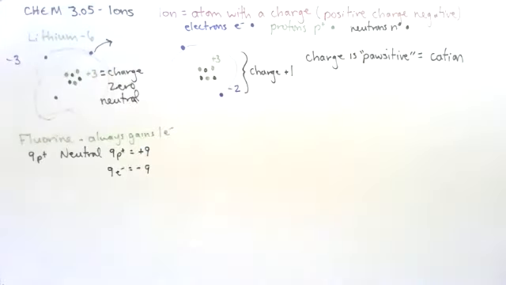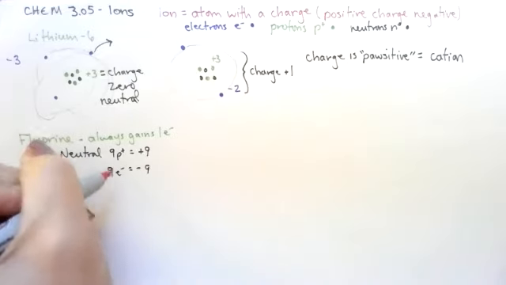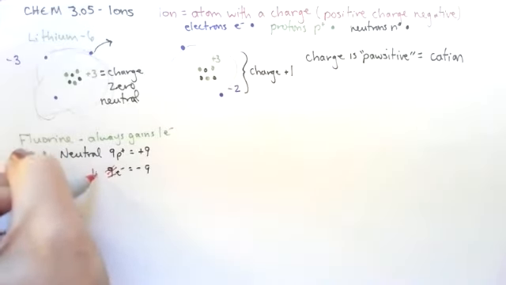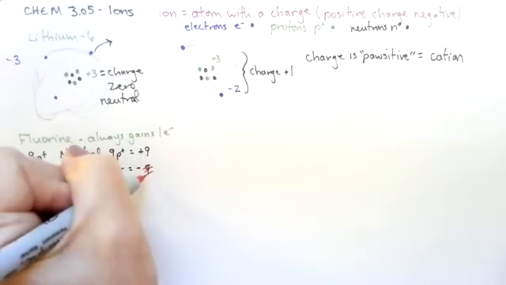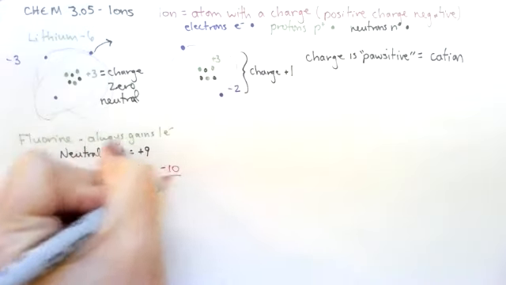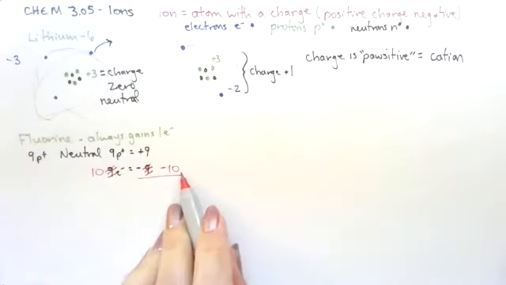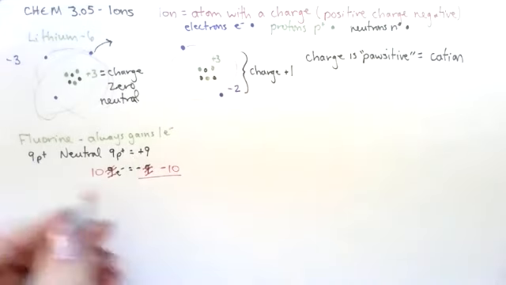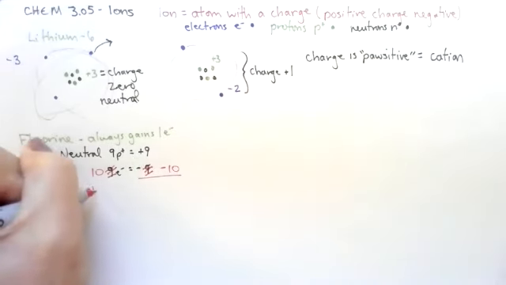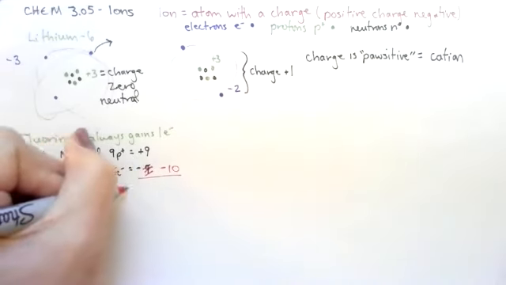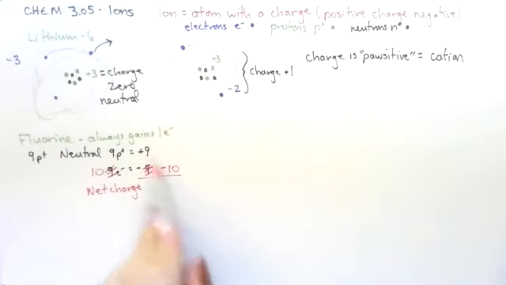It always gains 1 electron. And so instead of having 9 electrons, I have 10, which gives me a -10 for my negative charge and a +9. That means when I find what's called my net charge, when I add up my positives and negatives, I have a -1 net charge.